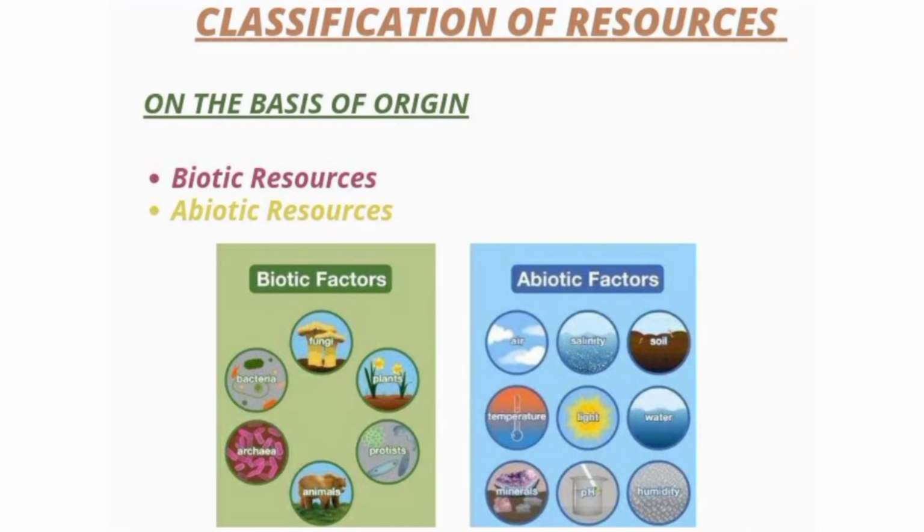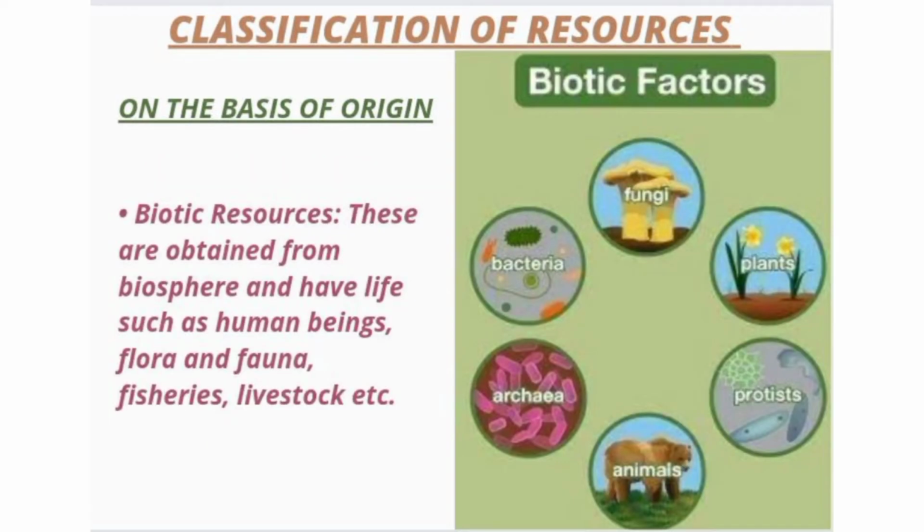Classification of resource on the basis of origin. It is classified into two groups: biotic resources and abiotic resources. Biotic resources. These resources are obtained from biosphere and have life, such as human beings, flora and fauna, fisheries, livestock, etc.